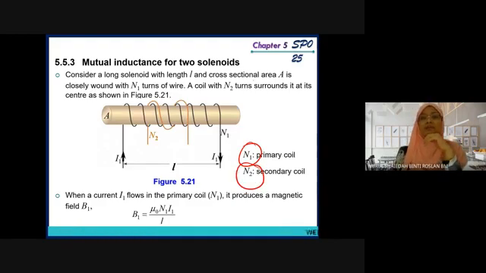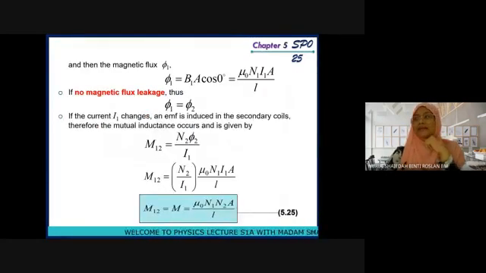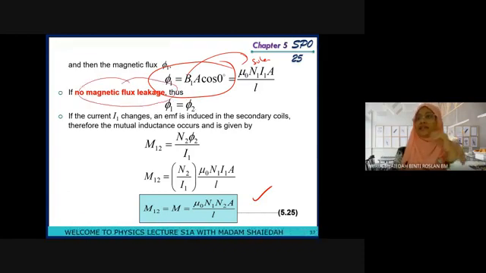Dan dia selalu berlaku dekat solenoid lah, when there are two solenoid. Okay, so yang ini formula biasa, tak perlu risau, tak perlu hafal. Kalau you tengok dekat sini, dia menggunakan V equals to BA cos theta yang general tu. Dia guna B solenoid. Ini dalam assignment banyak you jumpa ni. Okay, dia kata no magnetic flux linkage, tak ada kebocoran. Magnetic flux dekat N1 dengan N2 sama.